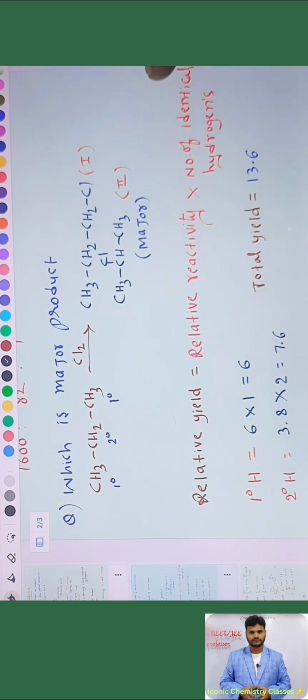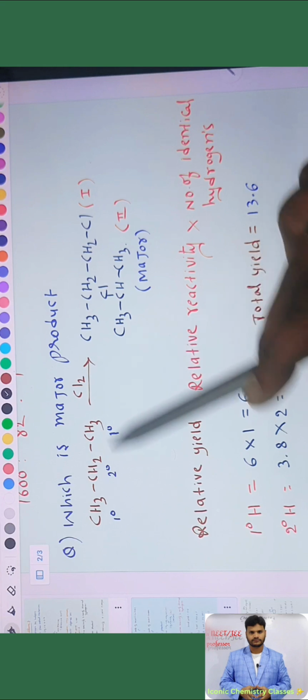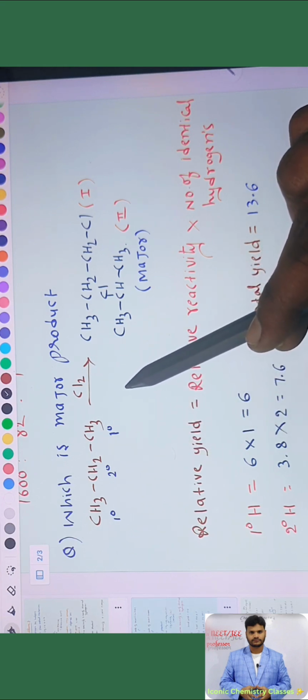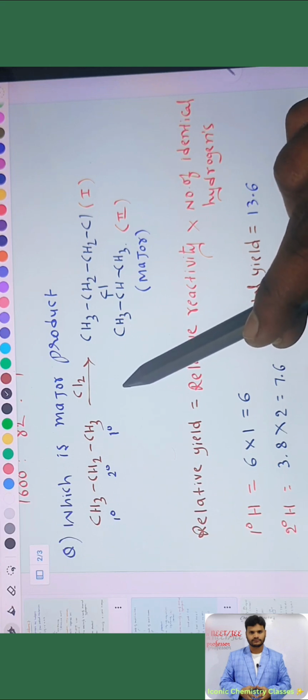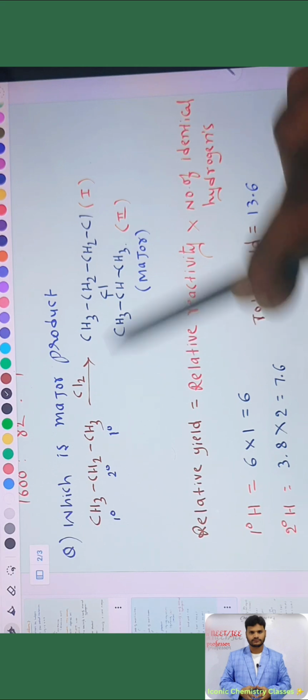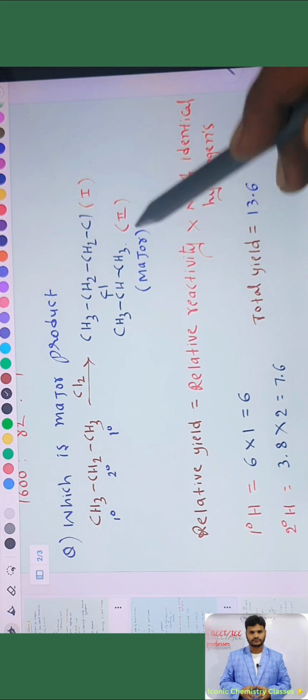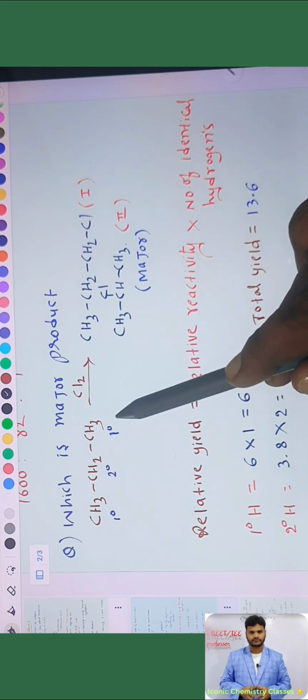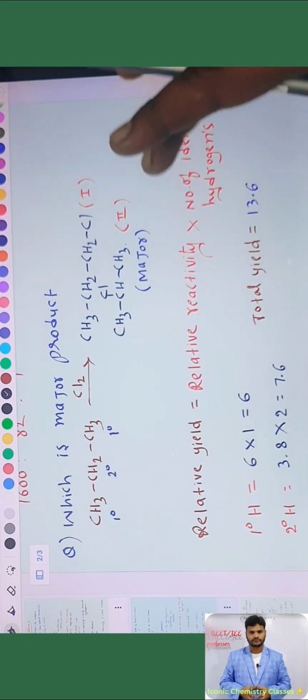One question. Which is the major product when propane reacts with chlorine? You will get two possibilities: 1-chloropropane and 2-chloropropane. If in the examination they ask how many monochlorinated products are possible for propane, the answer is two products. Out of two, which is the major product? That completely depends upon relative yield. The formula for relative yield is relative reactivity into number of identical hydrogens.